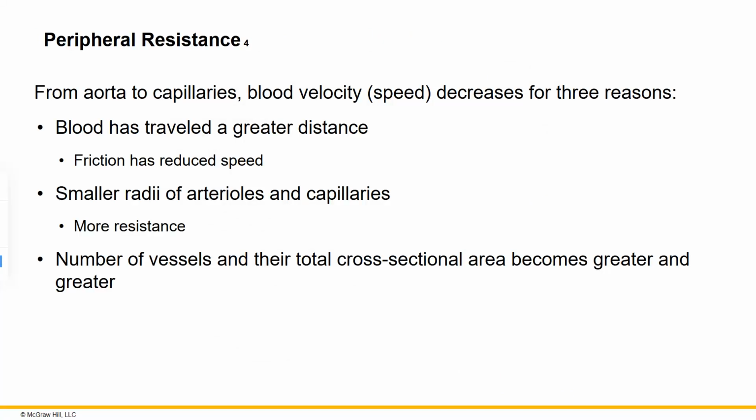Peripheral resistance from the aorta to the capillaries: blood velocity decreases for three reasons. The blood has traveled a greater distance, the vessels have smaller radii, or the number of vessels in their total cross-sectional area becomes greater and greater.